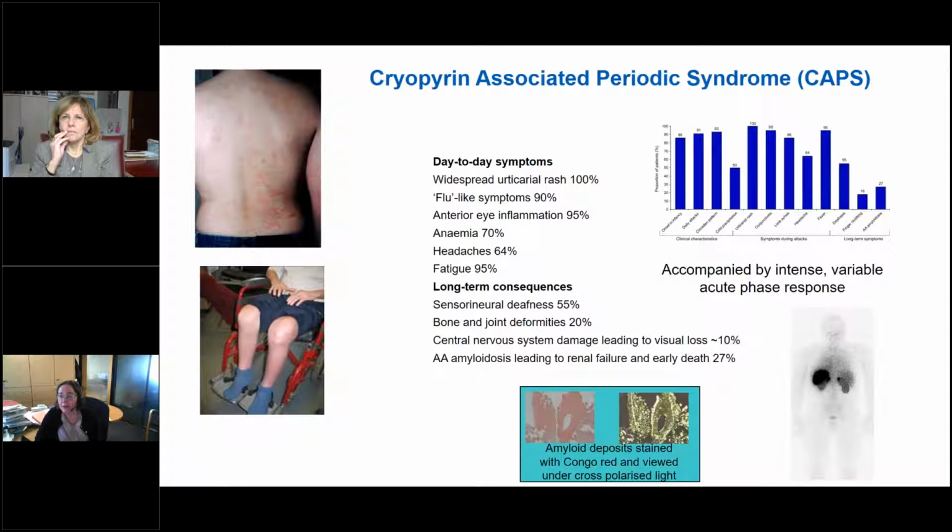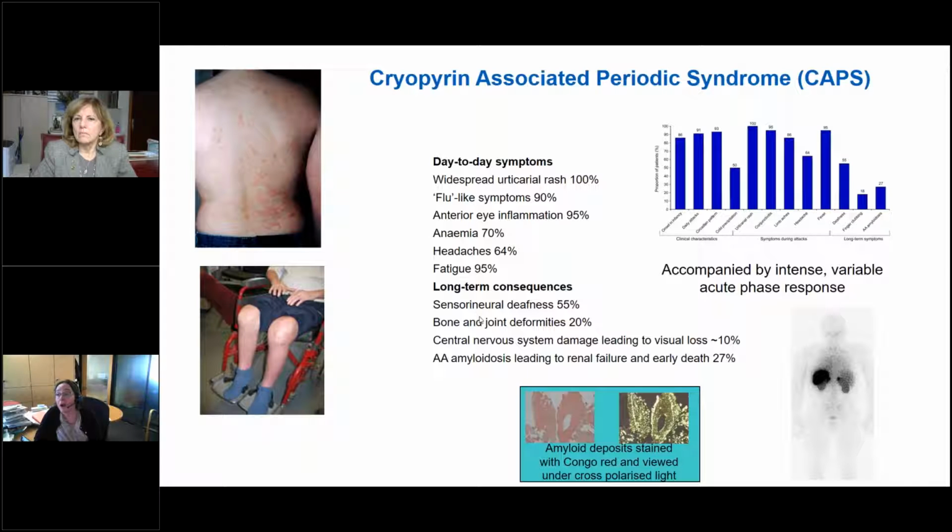Unlike TRAPS, symptoms are very consistent. So this was a publication from our center looking at symptoms across the disease spectrum. This was in about 30 patients. What I just want you to see is just how very consistent the symptoms are across the whole patient group, with between 90 and 100% of patients reporting the same symptoms.